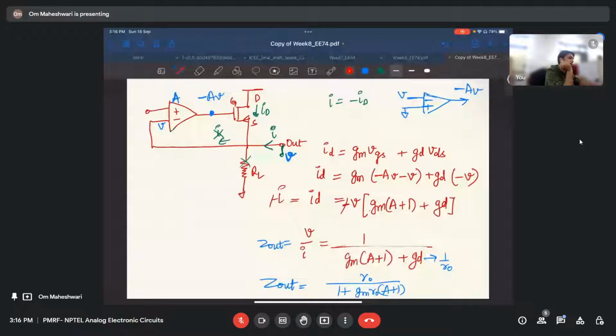So is there any doubt in this part? Till here, is there any doubt? Sir, repeat how we got the minus AV as the output of the op amp. See, the output of the op amp is given as minus AV, right? Okay, sure, I will explain again.